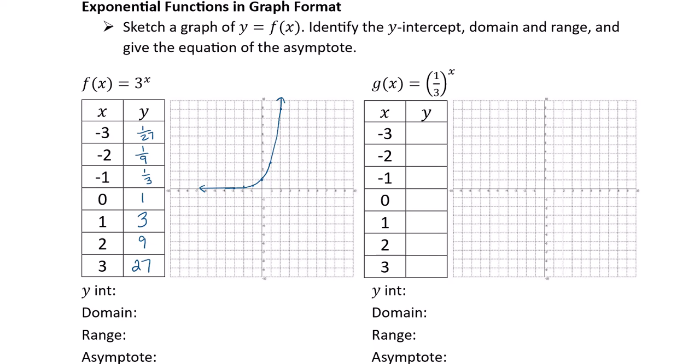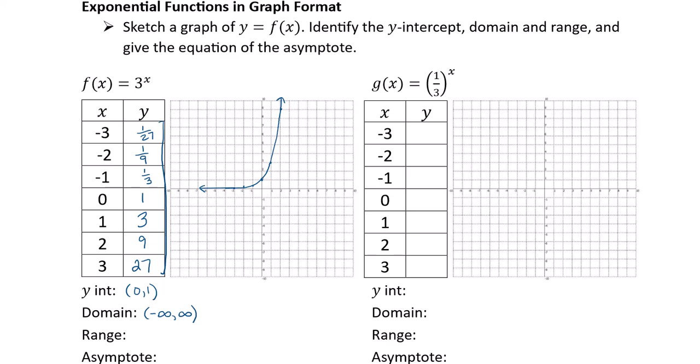The y-intercept here is (0, 1). The domain, we can see, is going to be negative infinity to positive infinity. The x is in an exponent position, and it can be anything that it wants to be. The range, we can see, is a result of the outputs. I look at my outputs. To the right, I'm going to be going up to positive infinity.